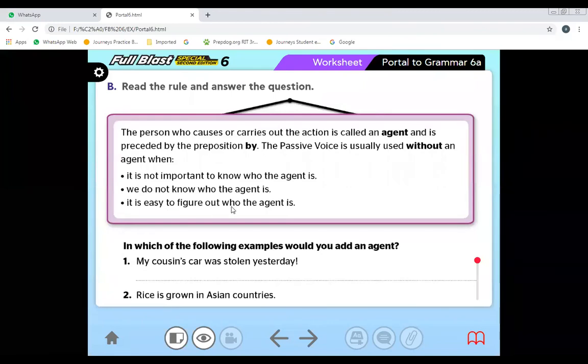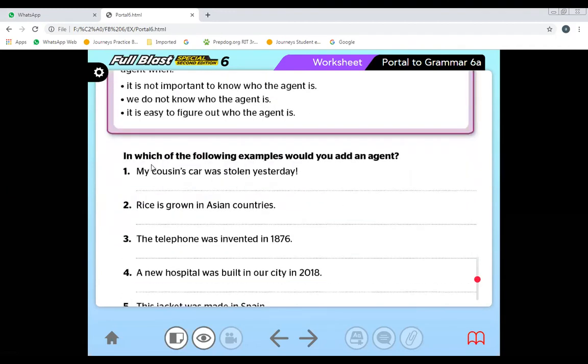Like, as I told you before, tables are made of wood, okay? Because it's known. Here in this exercise, I'll give you sentences, and in which of the following examples would you add an agent? It's important to add an agent, or it's not necessary.